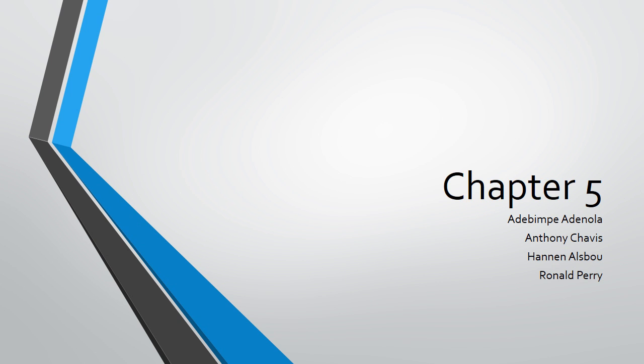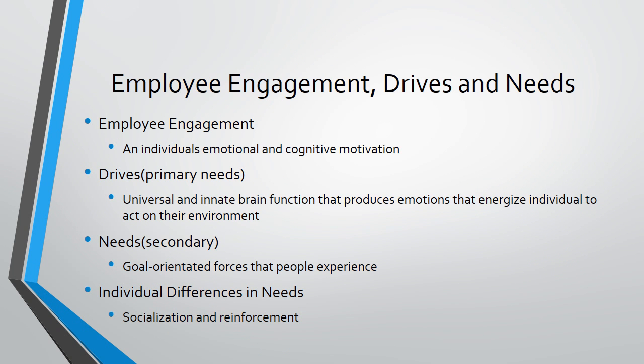This is Chapter 5, Employee Motivation. Employee engagement, drives and needs. Employee engagement can be defined as an individual's emotional and cognitive motivation. It could sometimes be a focused, persistent effort towards work-related goals. It includes a high level of absorption in the workplace.